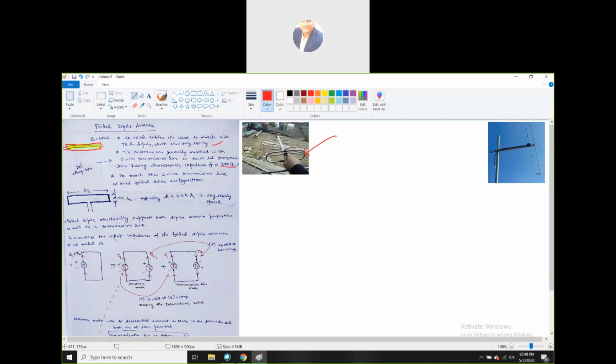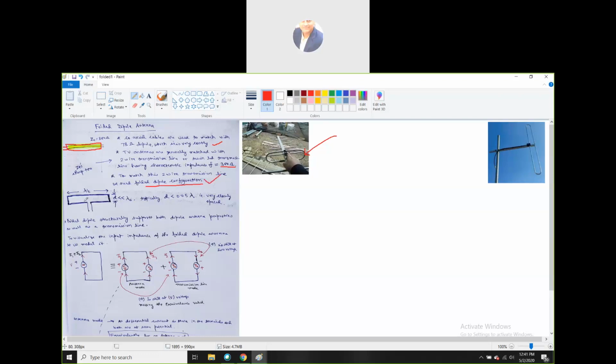So we have to achieve this. We have to design a radiator having a total impedance of 300 ohm so that it can match with the transmission line, and maximum power will be transferred by the maximum power transfer theorem and so on. So we need the folded dipole configuration. So this is about the first para.